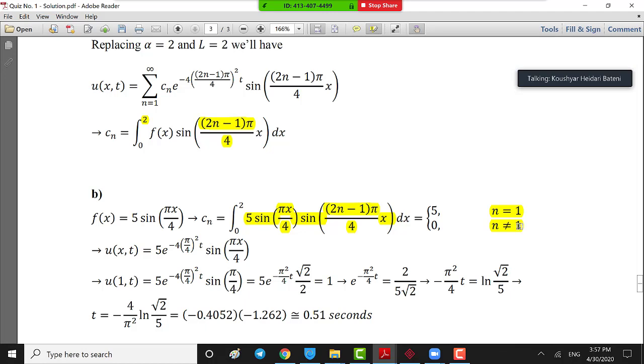Okay, so let me emphasize here. Please pay close attention because this is very important when it comes to solving the actual examples. Now, why did we say for n equal to 1, we're going to have a value, and for n not equal to 1, we're going to have 0?